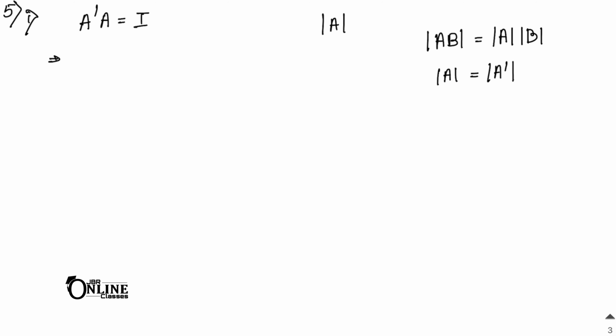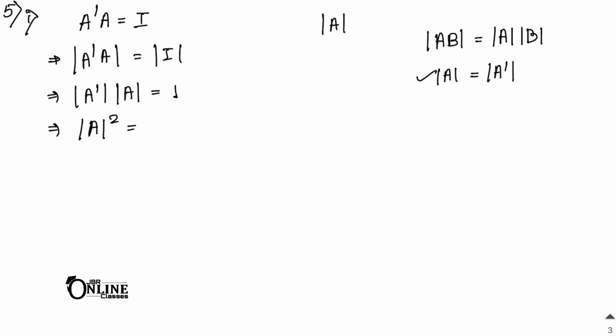So if you take det on both sides, it will be A transpose A and also det I. So you can write det of A transpose then A, and that equals 1, because det of identity matrix equals 1. And det A transpose will be det A, so it will be det A whole square equals 1, and from that det A equals root over 1, that means plus minus 1. So your answer will be plus 1 and minus 1.